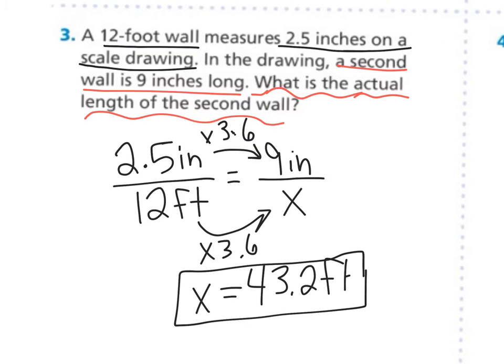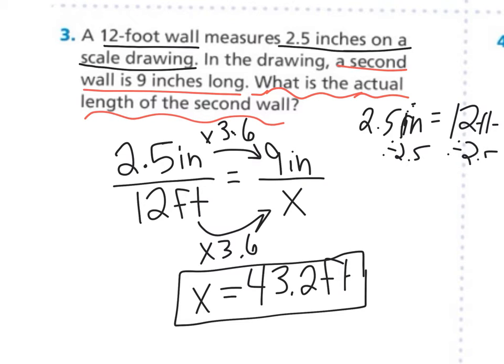A different way you could do this problem would be to figure out a nice scale. So they gave you 2.5 inches equals 12 feet. You could actually divide both of those by 2.5, and that'll tell you 1 inch equals 4.8 feet, and from that point you could take 4.8 times 9, and you'll get the same answer. So different routes, different ways of doing it. Either way is fine.